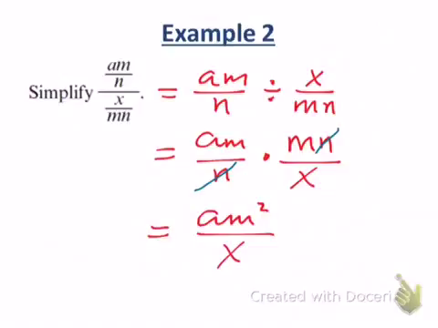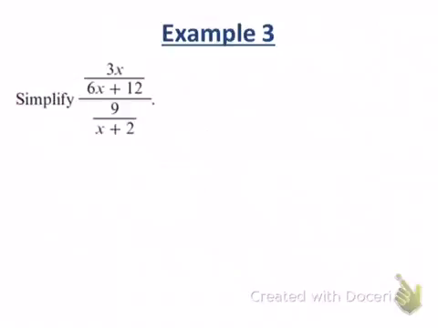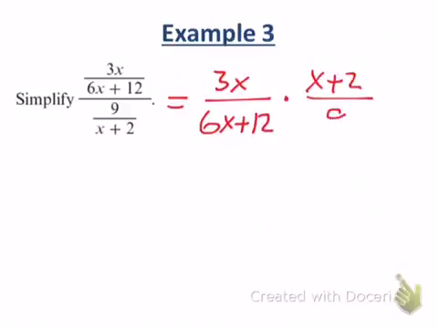All right. Now, what if we're looking at one that's a little bit more complicated? Can we go ahead and skip the step that involves showing the division? Yeah. And just show this as 3x over 6x plus 12 times x plus 2 over 9.